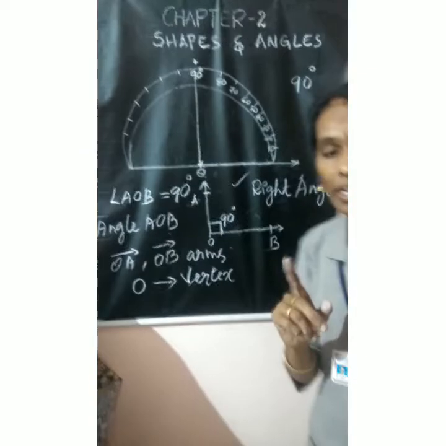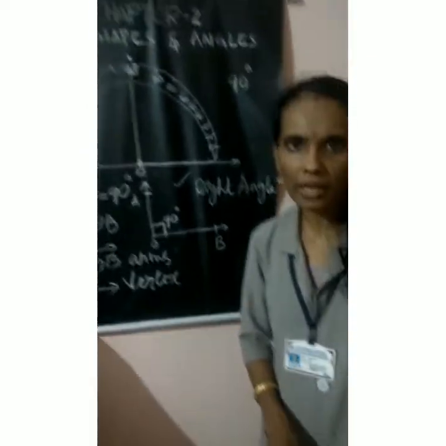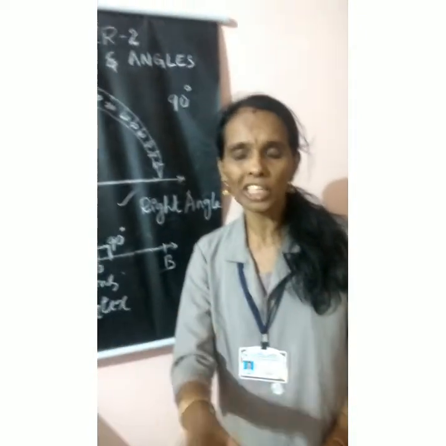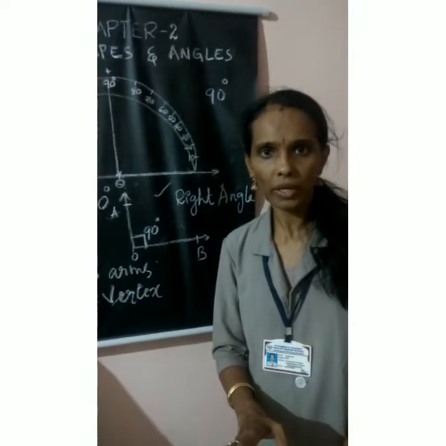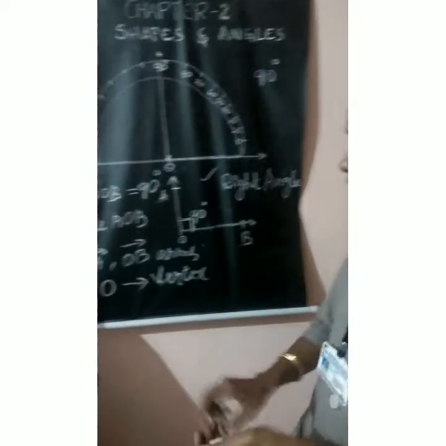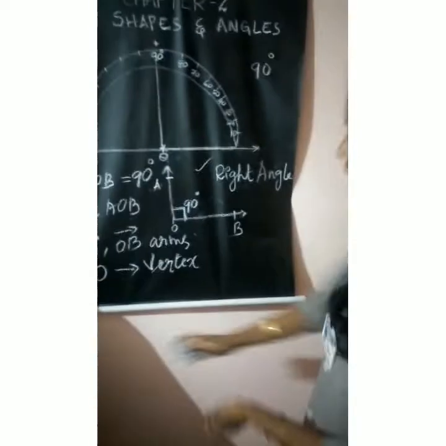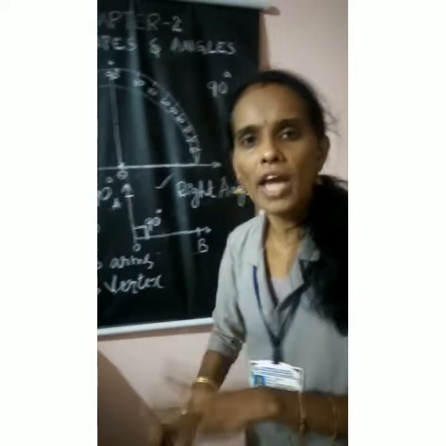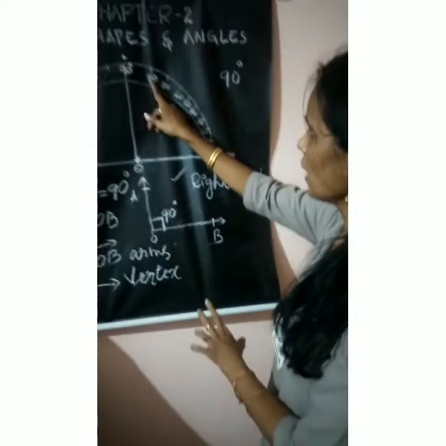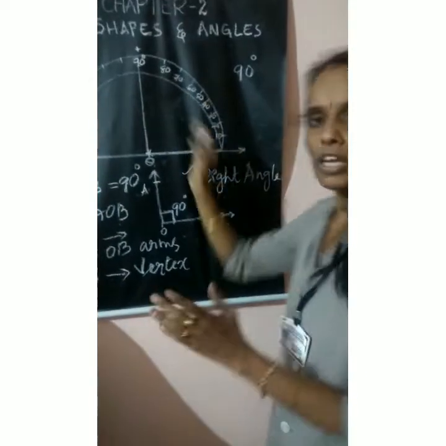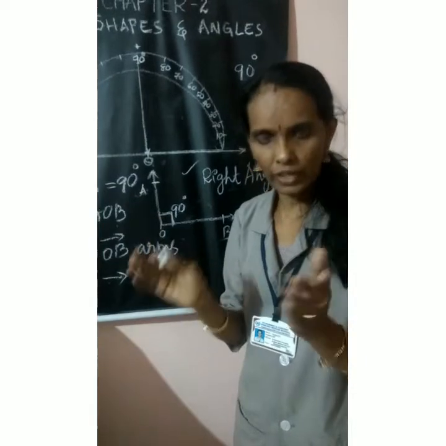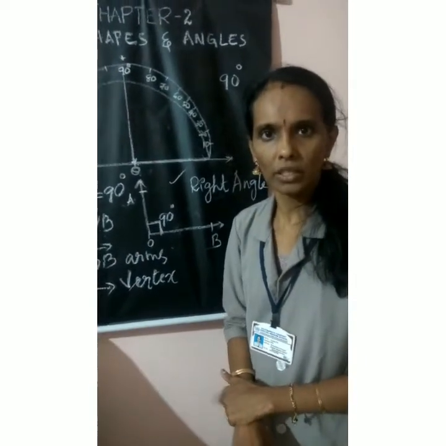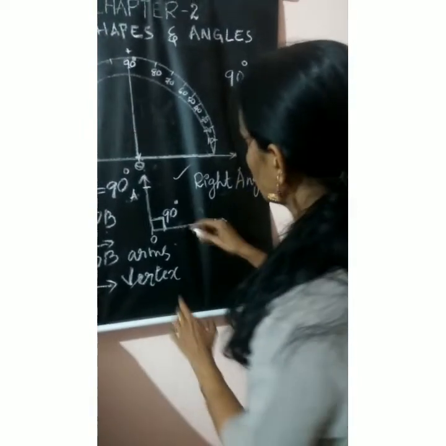So we studied how to construct a 90 degree angle, and if an angle is given and it is a right angle, how to measure it as well. What about angle measures below 90? Below 90 means 80, 70, 60, or in between, like 75, 65. How can we construct those angles? That is the next point I am giving.